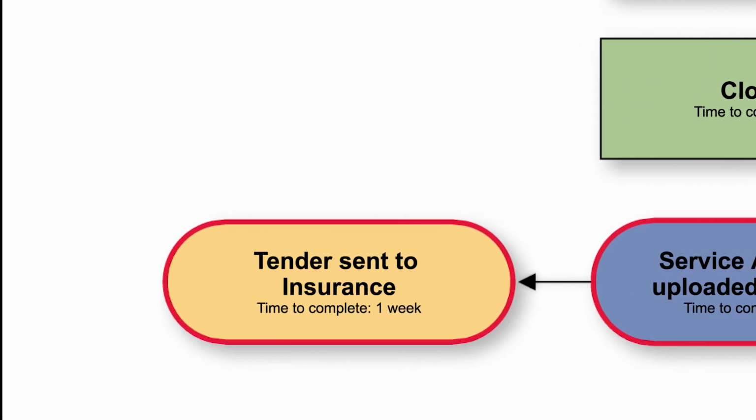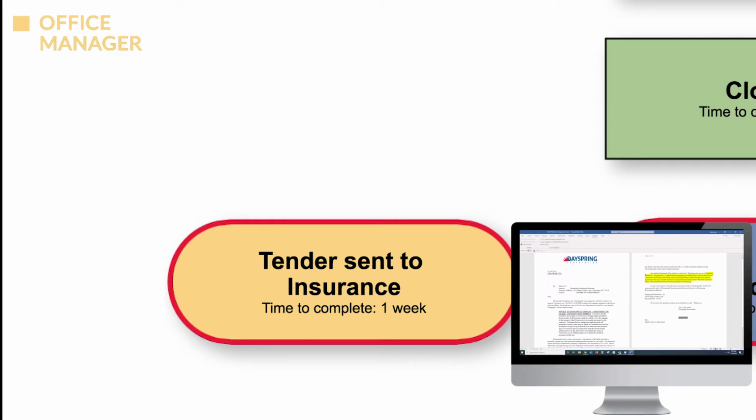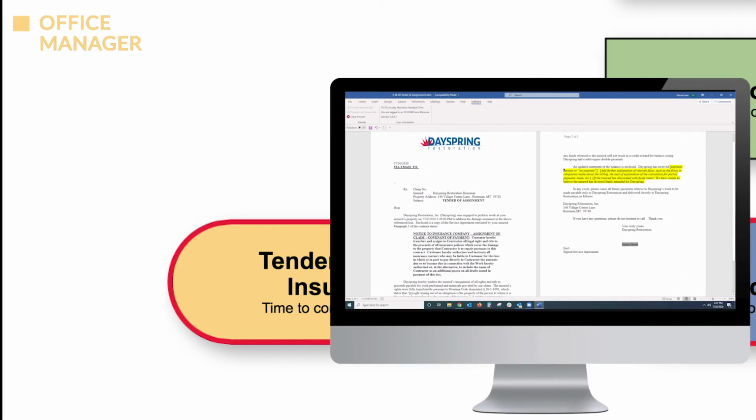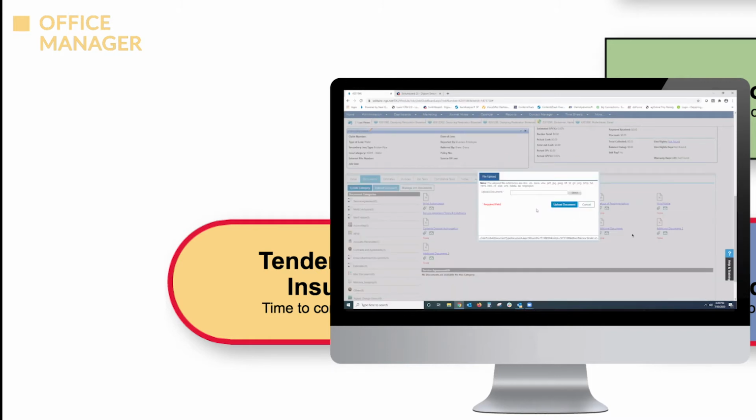Once a signed service agreement is uploaded or completed electronically, the office manager will need to complete the Solitaire compliance task of sending the tender of assignment letter to insurance within 1 week of receiving the signed paperwork. This requires sending a letter to the insurance adjuster notifying them that we've received authorization from the insured for them to pay Dayspring directly. A copy of the signed service agreement, terms and conditions, and claim number must accompany the letter. This task is completed by making a note that it has been taken care of, and a copy of the letter must also be uploaded in the Documents section of Solitaire.